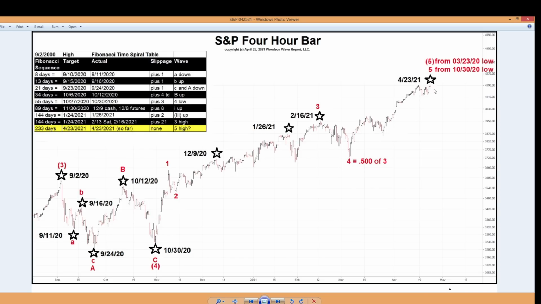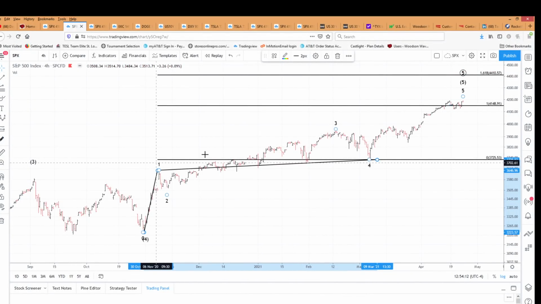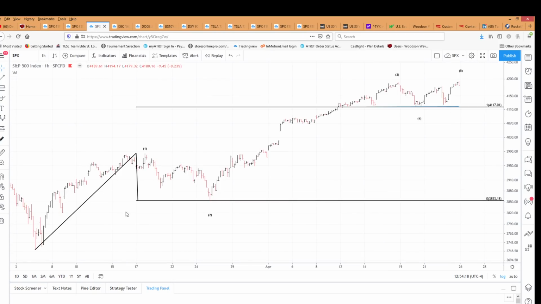You can see a 1, 2, 3, 4, 5. Like I said, it's satisfying the minimum requirement of making a higher high than the last third wave of a lesser degree, which I don't have on here, and it's got a wave structure of 5 waves up. But I want to get back to over here with the 5-minute bar.